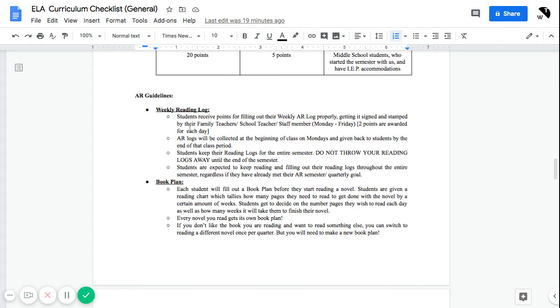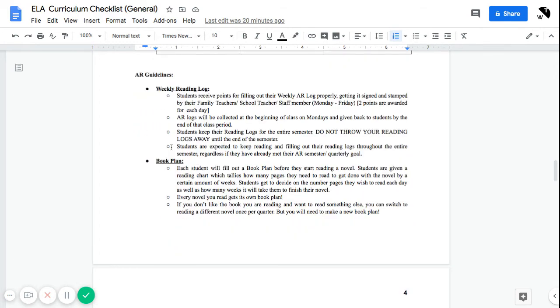AR guidelines, we have to remember that yes, you guys have a weekly reading log. Every day that you're reading, you keep track of the pages that you're reading. And then you need to have your family teacher or staff here or somebody at the home stamp and sign your reading log, and you earn points each week. I collect those on Monday. And so for every day that you read, Monday through Friday, you earn 2 points. So altogether, it's a 10-point assignment.